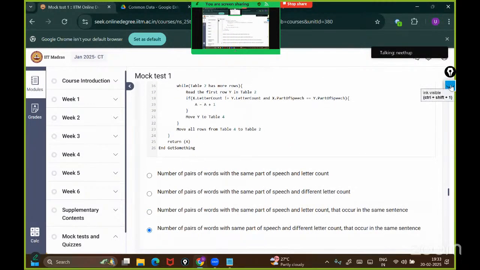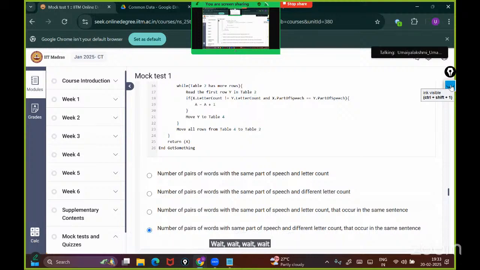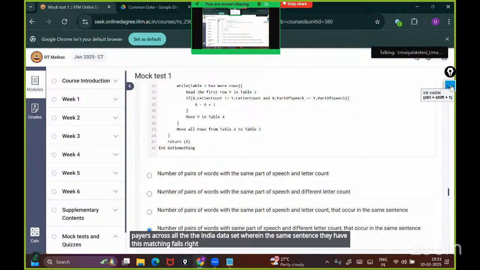Okay, one second. So that C is the sum of all the pairs across the entire data set wherein the same sentence they have these matching pairs, right? Wait. We are not checking across the sentences, right? Within the same sentence, we are checking for the letter count and parts of speech.